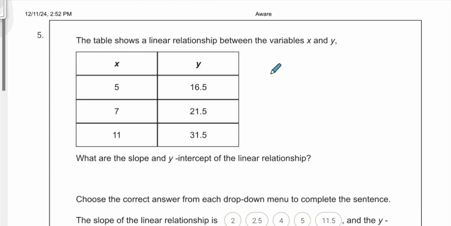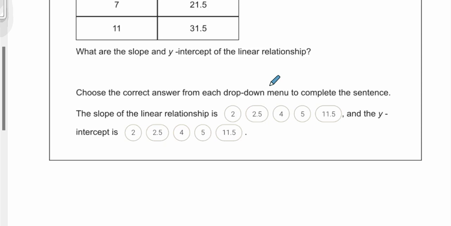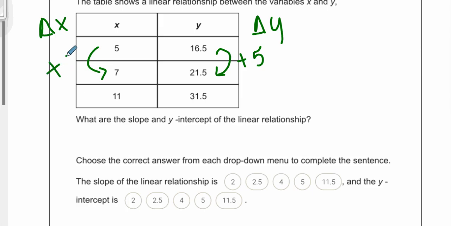The table shows a linear relationship between the variables x and y. What are the slope and y-intercept of the linear relationship? So the slope is the change in my y over the change in my x. So plus 5, 16.5 to 21.5 is plus 5. The change in my x is 2. So 5 over 2, which also equals 2.5.